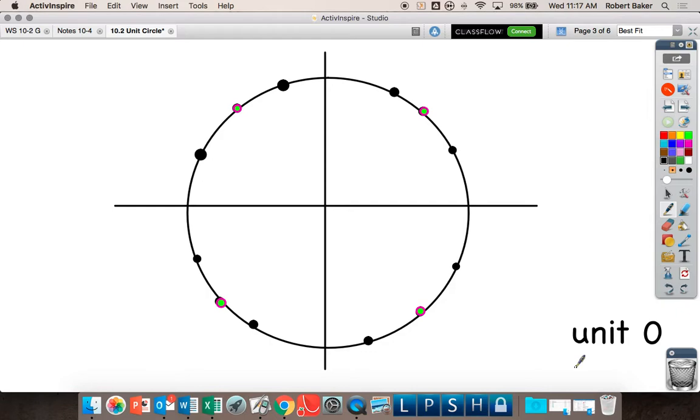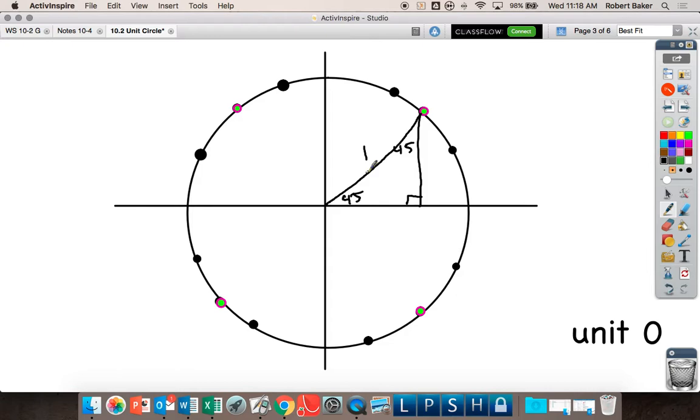So now we're going to look specifically at a 45-degree angle. That's the next place I go. A 45-degree angle would be halfway between the x-axis and the y-axis. If I drew a 45-degree angle right here, it would create a 45-45-90 right triangle. The hypotenuse is 1 because the radius of the circle is 1.